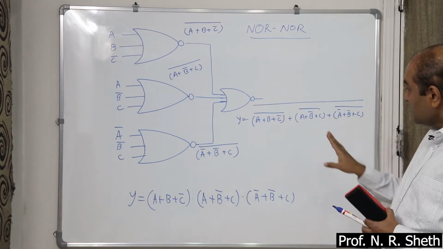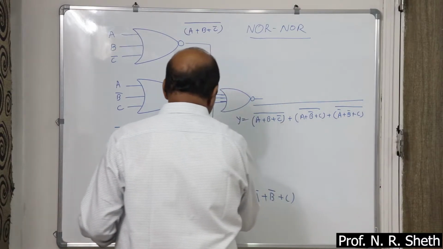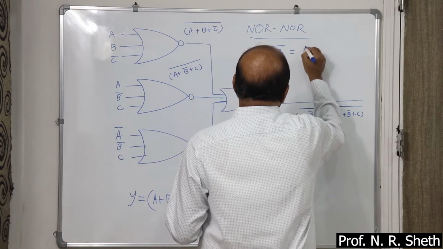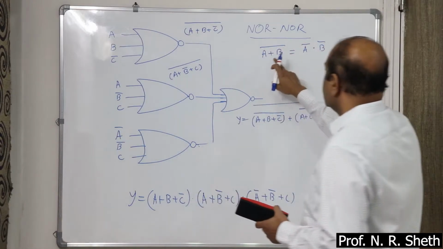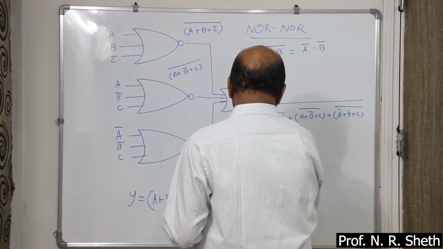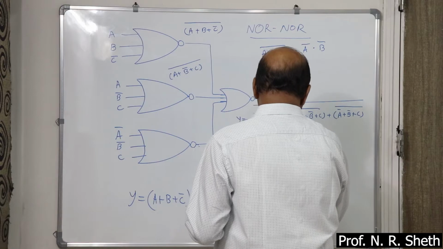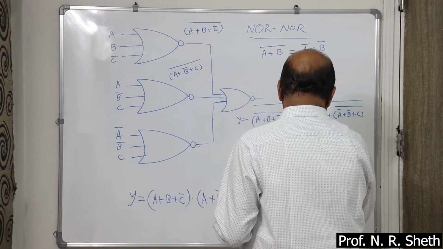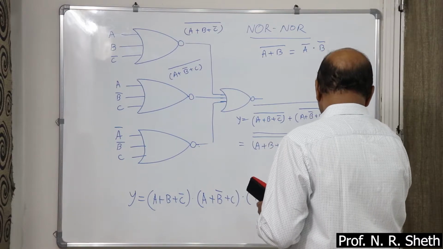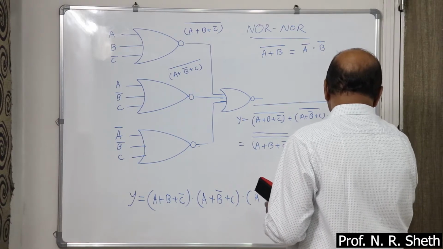Now, after applying De Morgan's first theorem, A plus B whole over bar is equal to A bar dot B bar. So here it is A plus B plus C bar double bar dot A plus B bar plus C double bar dot A bar plus B bar plus C double bar.